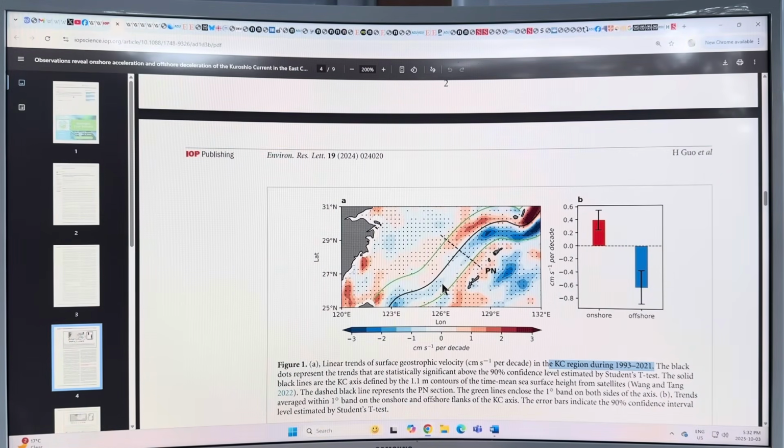And what we're seeing is centimeters per second change in the Kuroshio Current velocity, essentially. The red is an increase, 0.4 centimeters per second per decade in the red areas. So the current is increasing here. And this is the main mean line of the current here, or actually a dividing line of the current.